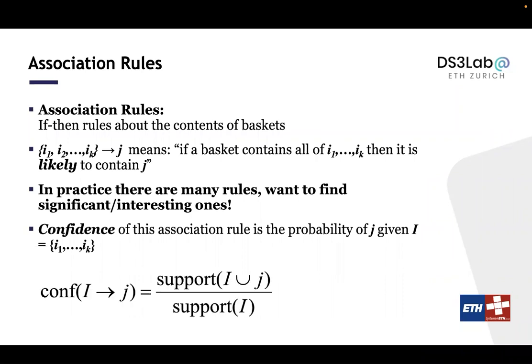And you can write this down in the notation of support. It is simply the support of I and J together, so the number of transactions, baskets containing both I and J, divided by the support of the left-hand side. Essentially, if you think about this, this is the conditional probability. If you assume a uniform distribution of your tuples, for example, this is the conditional probability of J given I. So that's something we call the confidence of this association rule.